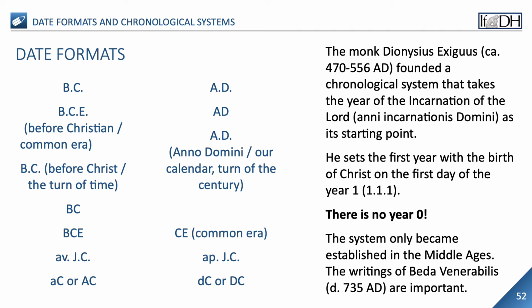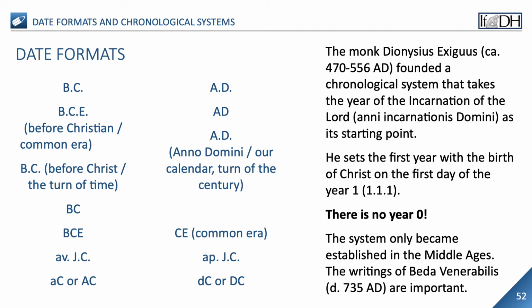Let's take, for example, our established calendar, which is named differently depending on the worldview and culture. It begins with the birth of Christ. However, it was the monk Dionysius Exiguus in the 6th century who founded this chronological system, which takes the year of the incarnation of the Lord, as he calls it, as its starting point. He sets the first year with the birth of Christ on the first year of the year 1, that is the 1st January 1. This means that there is no year 0, as is often colloquially said, because the chronology begins with an event. Moreover, this system only became established in the Middle Ages.